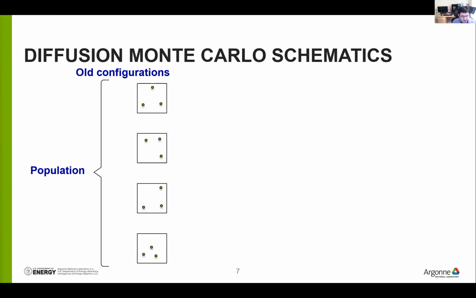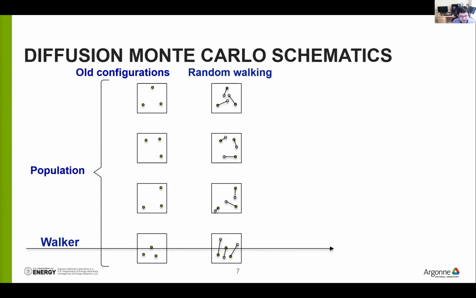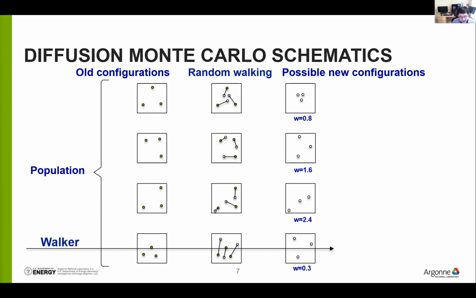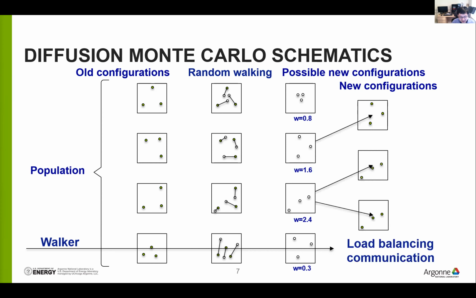Let me give you some ideas about the diffusion Monte Carlo algorithm. Schematically, you have a population of walkers. You start from electron positions, and over time you move those electrons by random walking and compute some properties. Their weights dynamically change, and you have to do some load balancing at certain points. But the bulk of the calculation is during the random walking and the evaluation of observables. So the load balance and communication are very light.